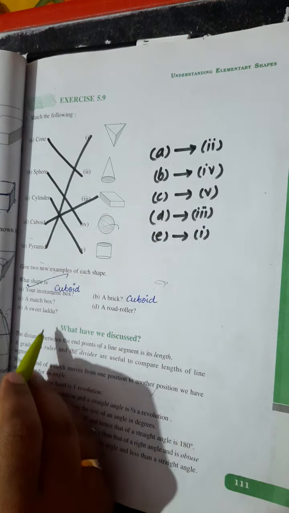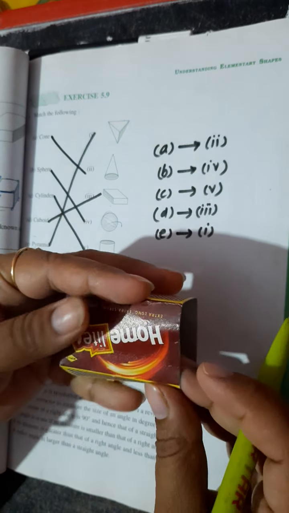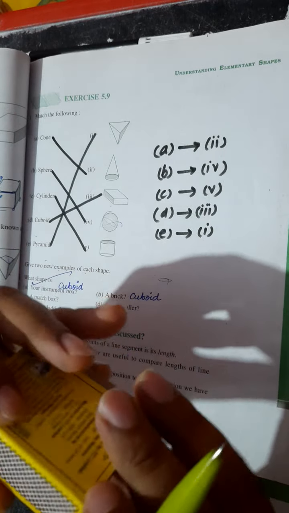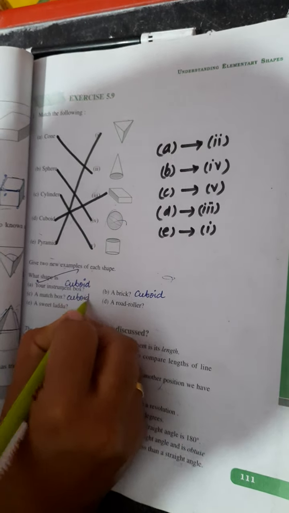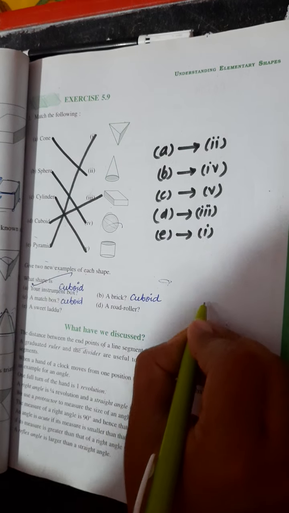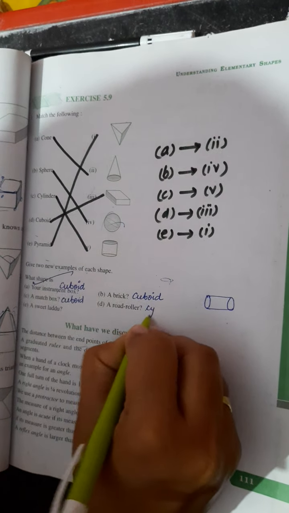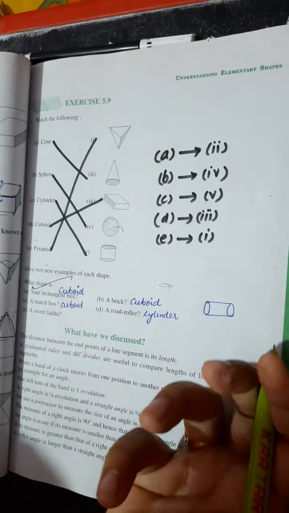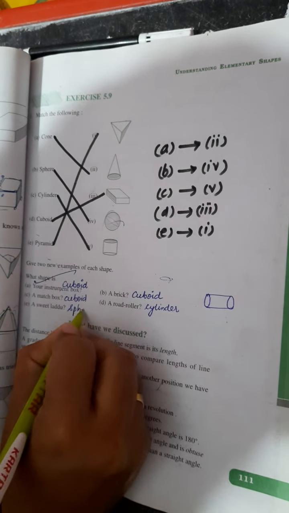The next we have a matchstick. As we did in the activity also, if I have this matchstick, this face is like a rectangle, this is a rectangle, so this is your example of a cuboid. Again a cuboid. A road roller: the base is like this, it is just like a cylinder. And a sweet laddu. Laddu looks like a sphere, so this shape is your sphere.